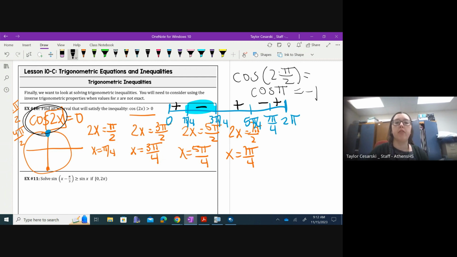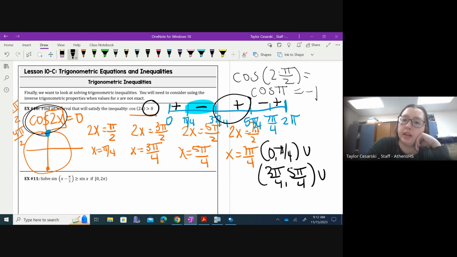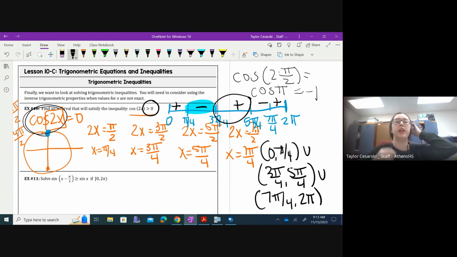Now we know at pi over 4 that it's going to be equal to 0. Same thing at 0 to be equal to 0. So these are going to be parentheses, not brackets. And I want when it's greater than 0. So it'll be from 0 to pi over 4, from 3 pi over 4 to 5 pi over 4, and then from 7 pi over 4 to 2 pi. Okay? So that's all you're doing there: figure out your critical points and then go back to what we've done with polynomials.